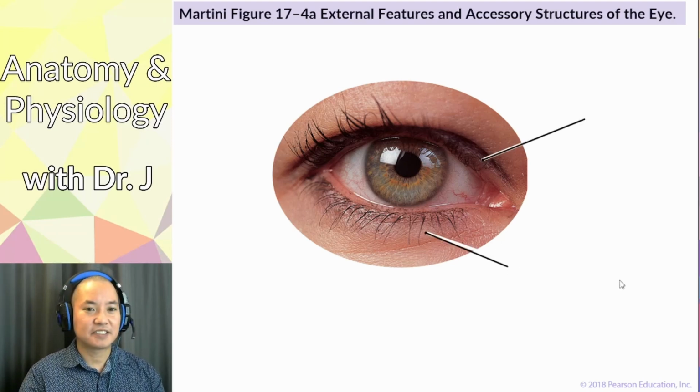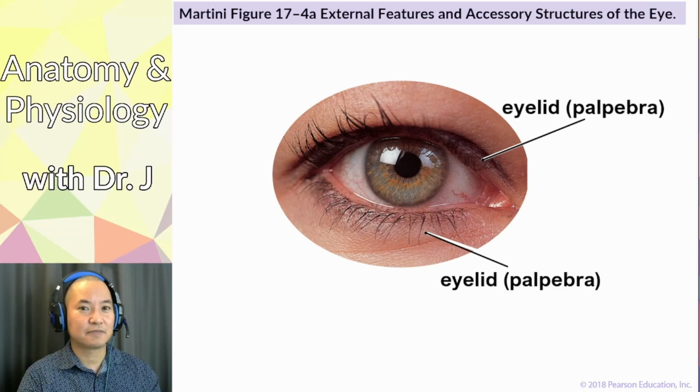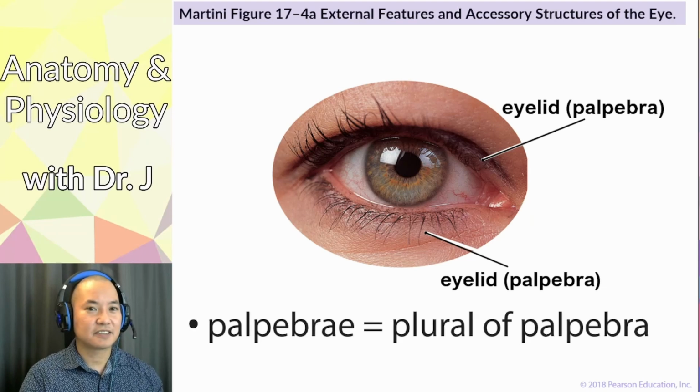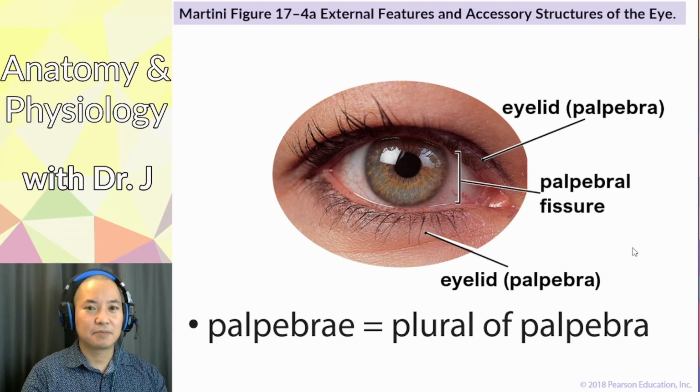Now, let's talk about the very general anatomy. So what do we have superior and inferior? Well, we have things called eyelids, but the medical term for that, well, actually there's two medical terms. One of the most common medical terms is palpebra, and when you see palpebrae, it's just the plural form of palpebra. This is a Latin origin of the word. And this part right here is what I call the palpebral fissure.